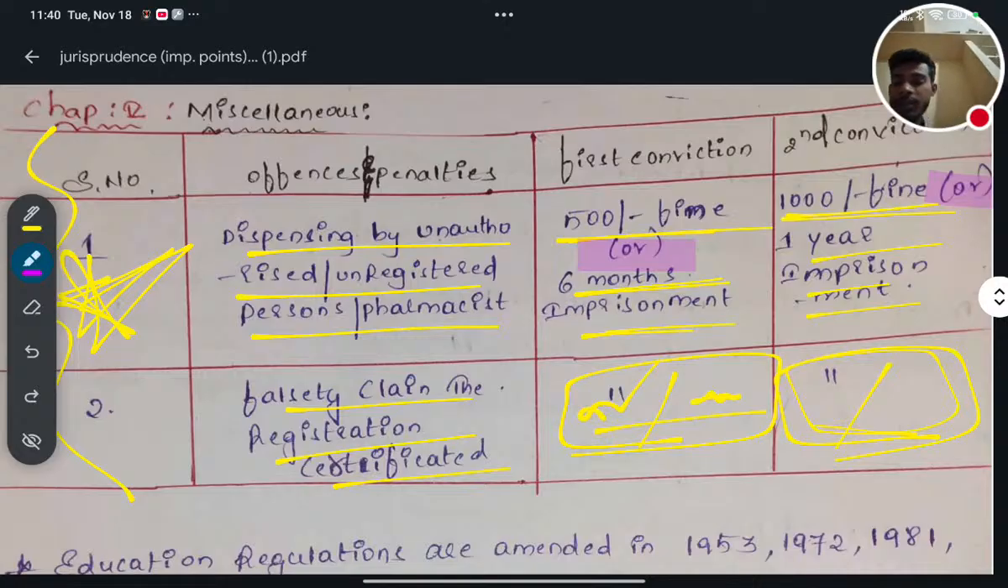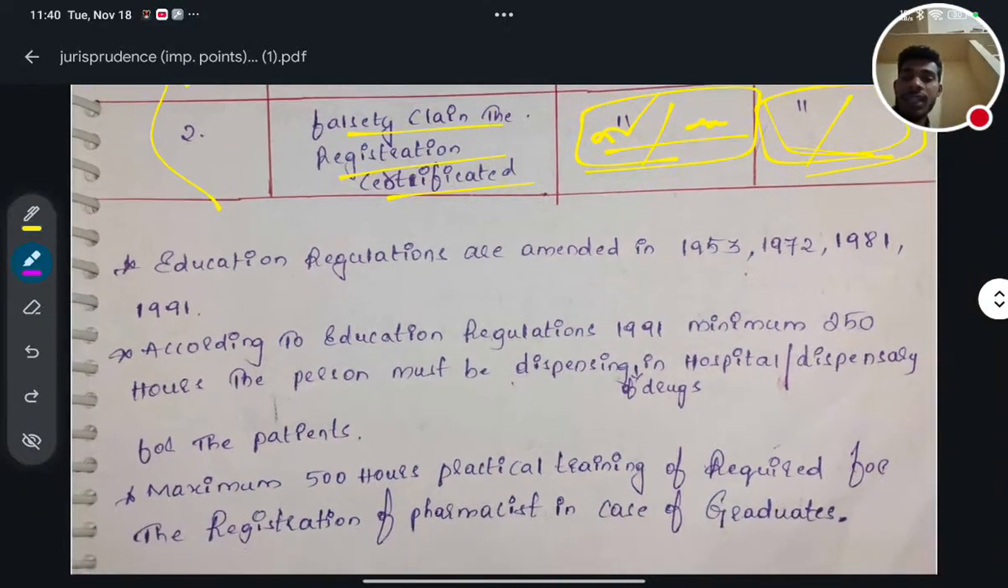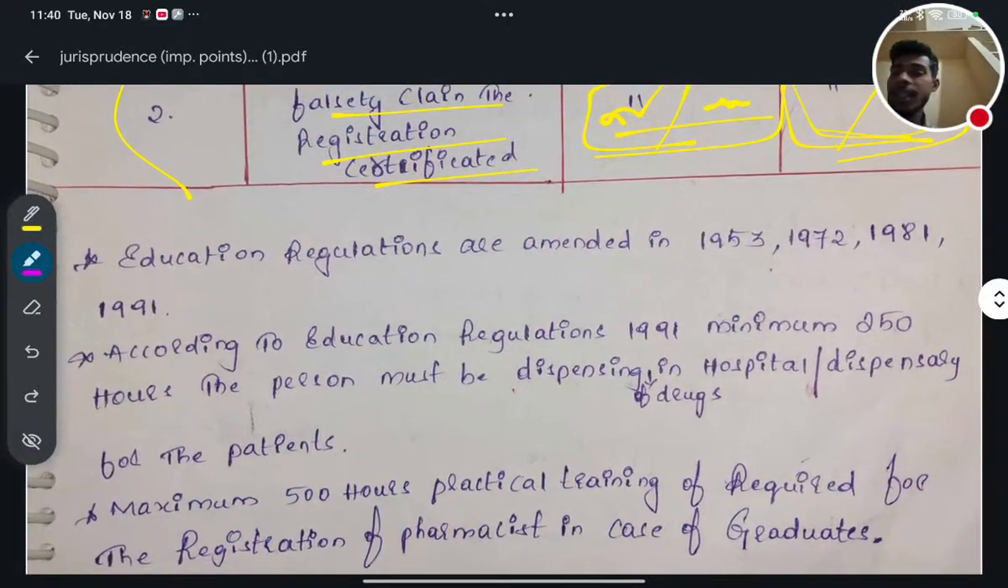Okay, next is that education regulations were amended. These are very important points I have written. You have to remember these points from the point of view of competitive exams. So education regulations were amended in 1953, 1972, 1981 and 1991.